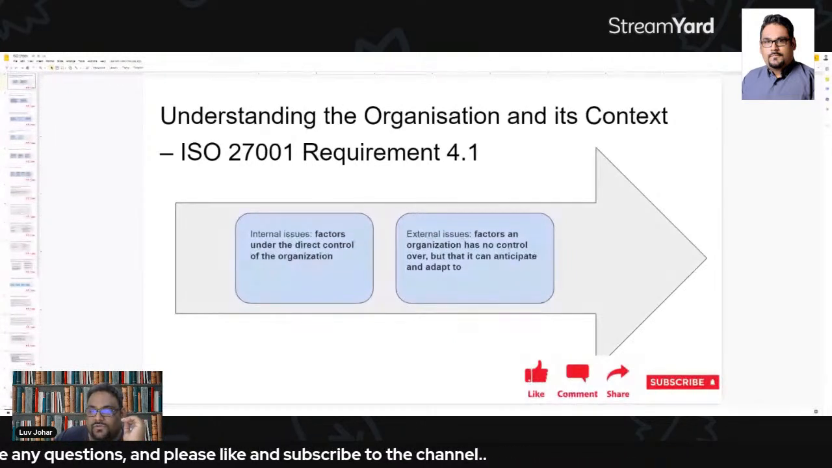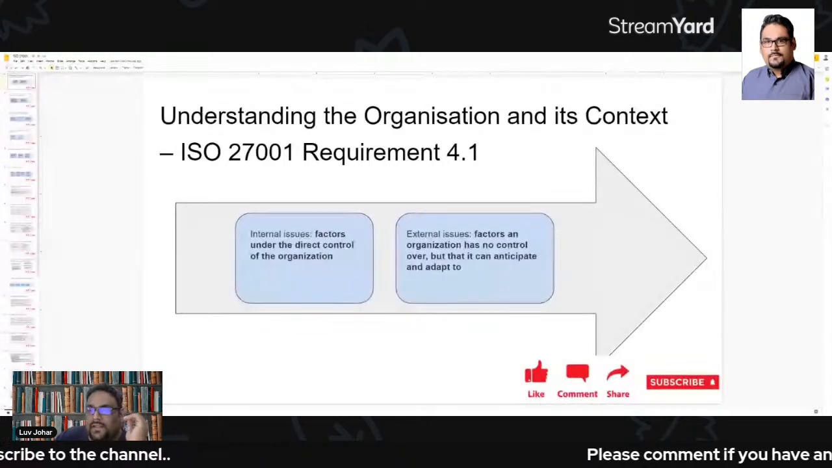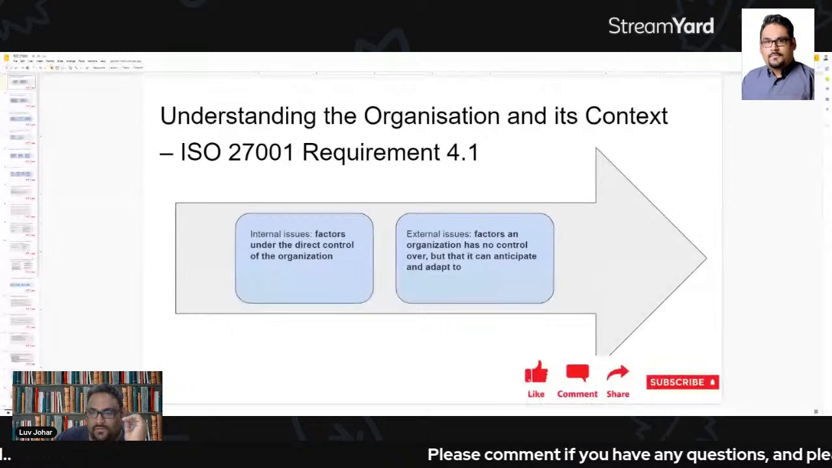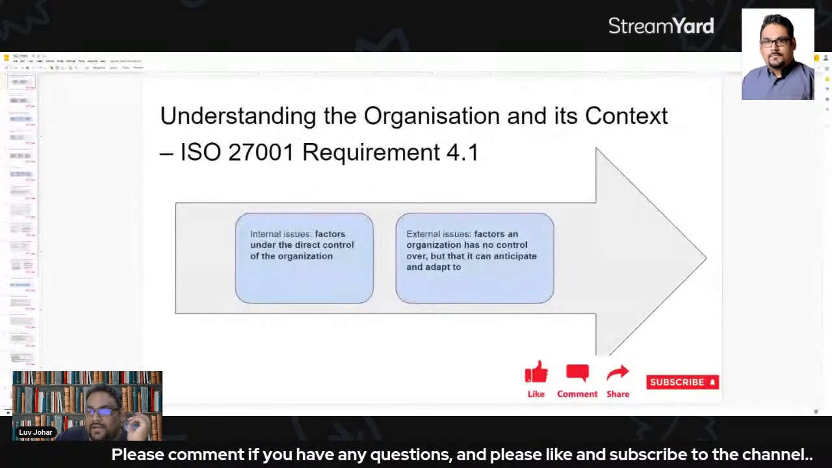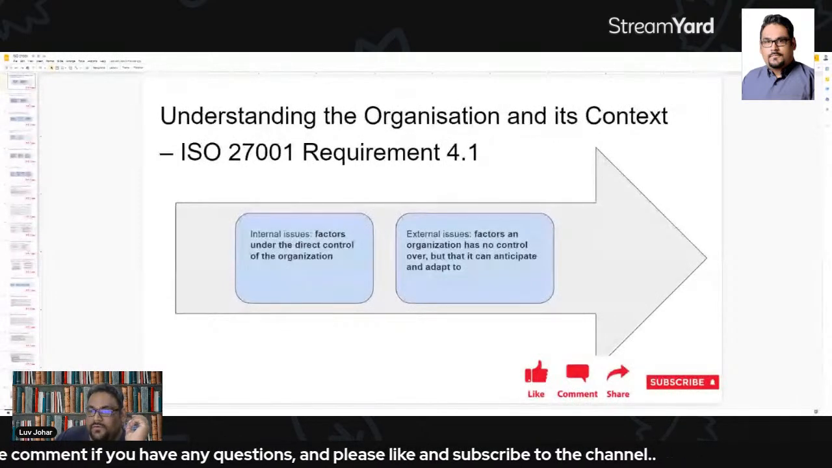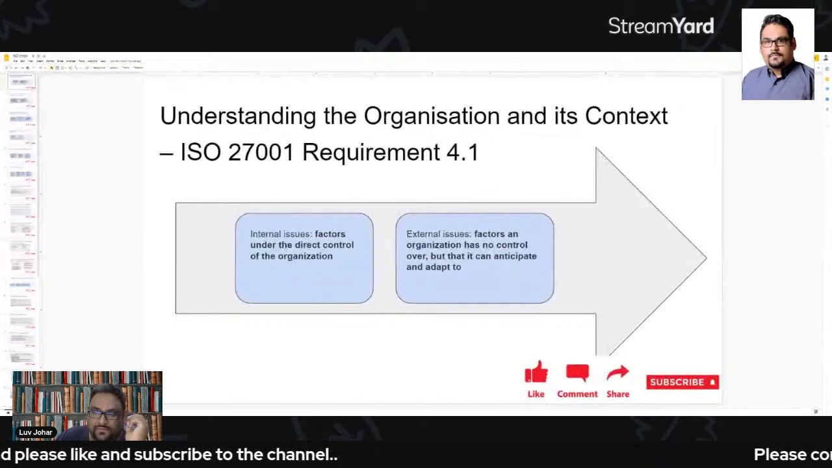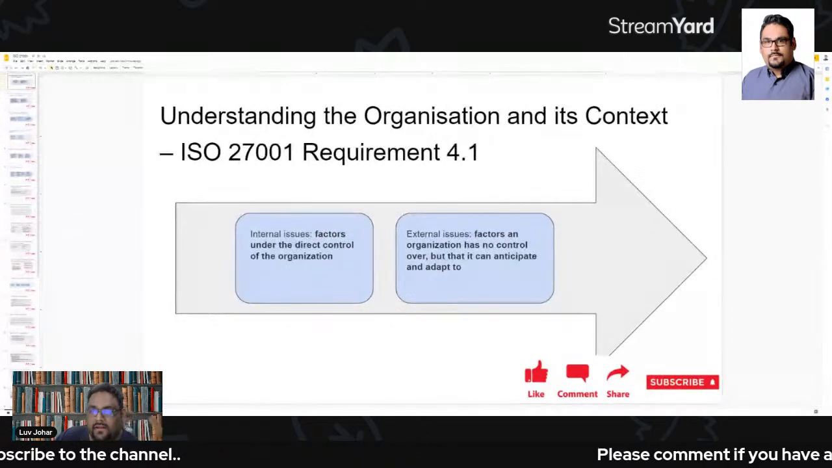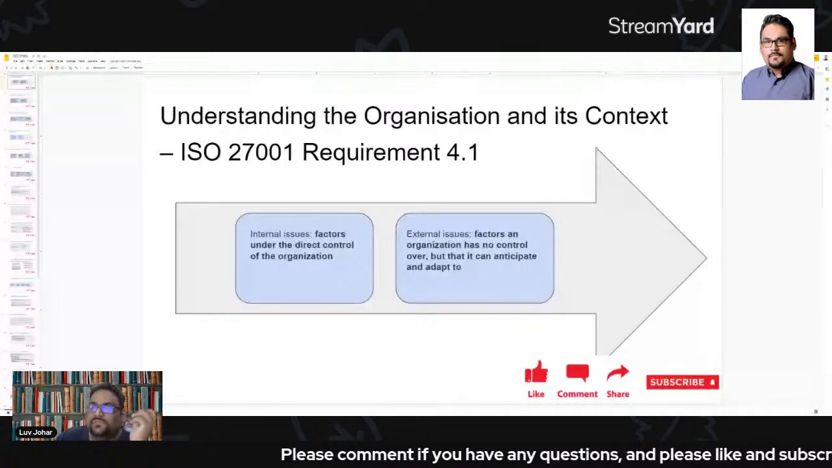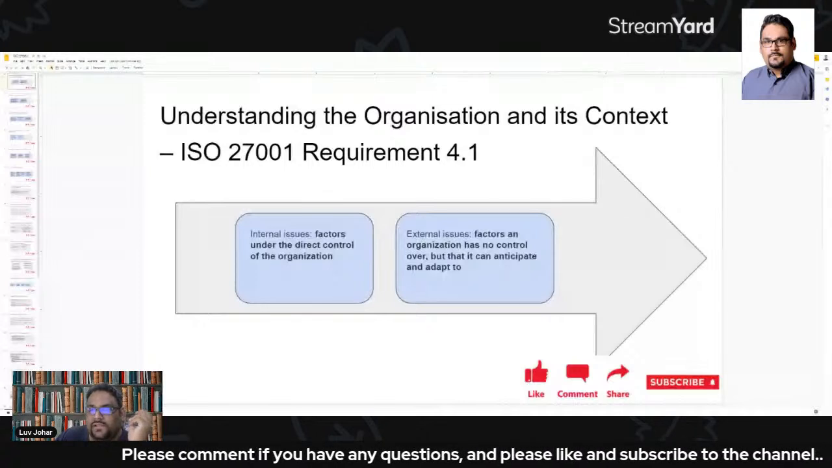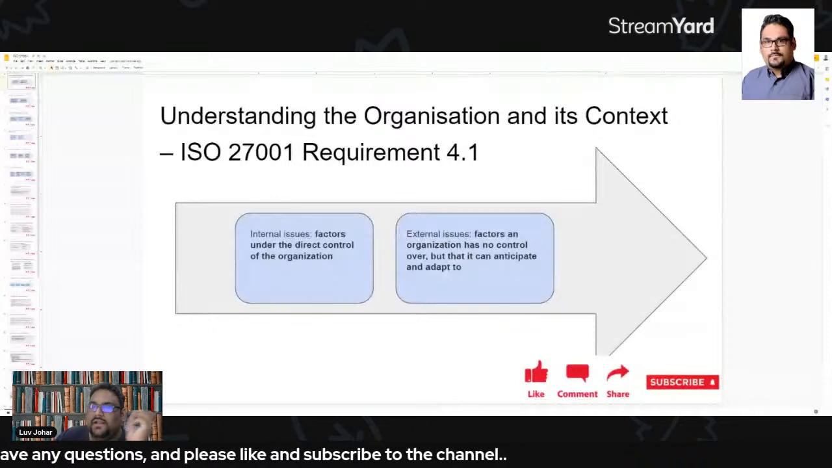Okay. So the first clause that we are looking at is understanding the organization and its context. Now, first of all, let us try to understand what the standard is talking about here. So here, the standard requires that the organization determines any internal and external issues that may be relevant to its business purposes and to the achievement of the objectives of the ISMS itself. So this is how the standard states it.